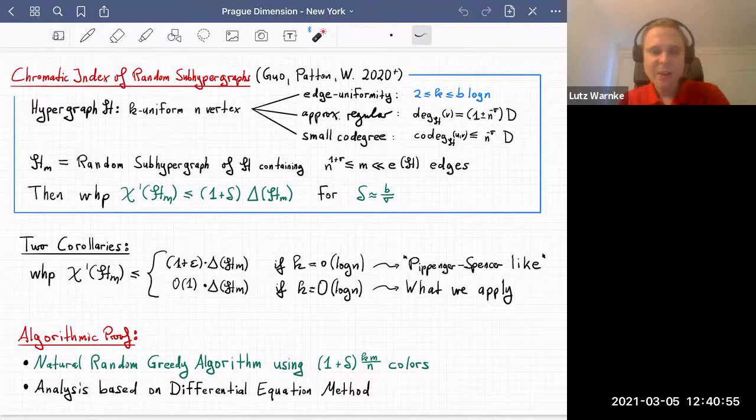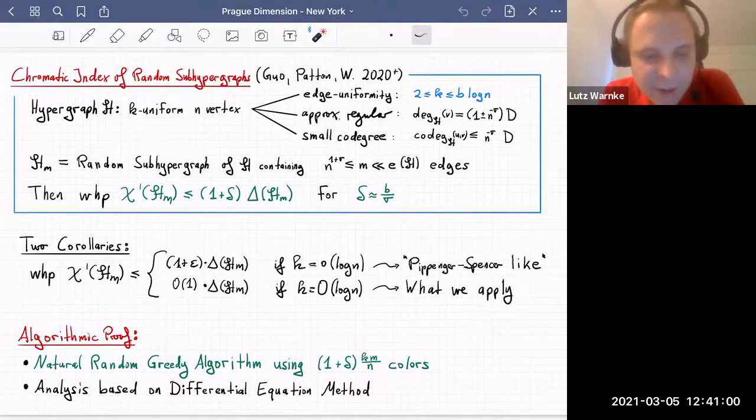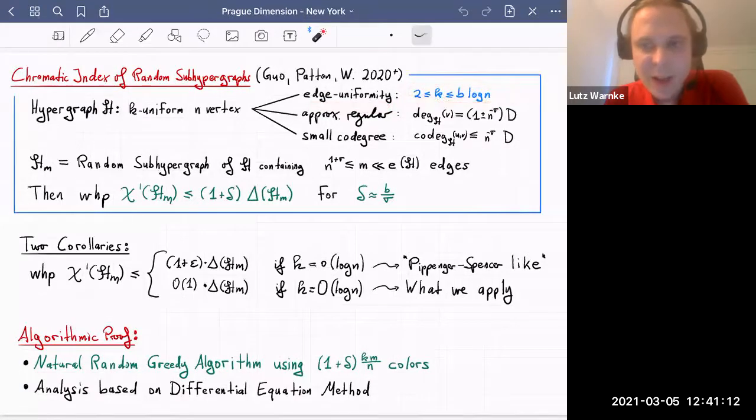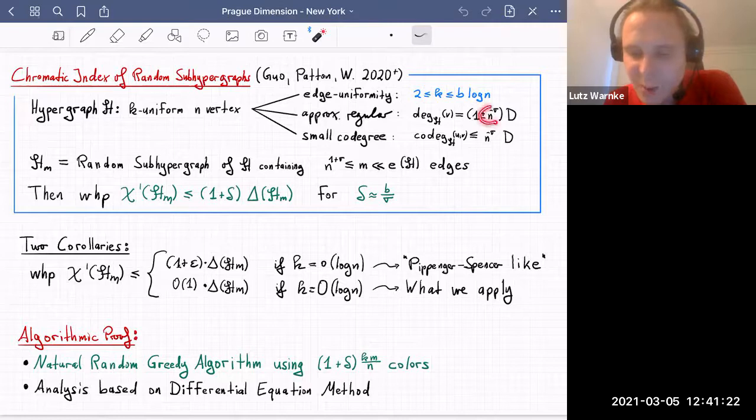So this is the kind of result we can prove for these hypergraphs. We're given some hypergraph H, which will be k-uniform, so every edge contains k vertices. And we have these three assumptions. First, the edge uniformity. The key point is that we can now allow the edge uniformity to be between 2 and a constant times log n. Then we have these two extra assumptions: we want it to be regular and have small codegree. Regular means that, up to some small polynomial factor, the degrees are equal to d. And the codegree is some polynomial factor smaller than the degree, basically.